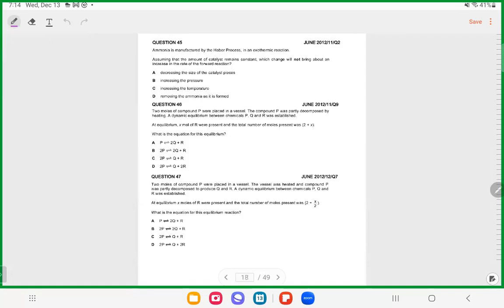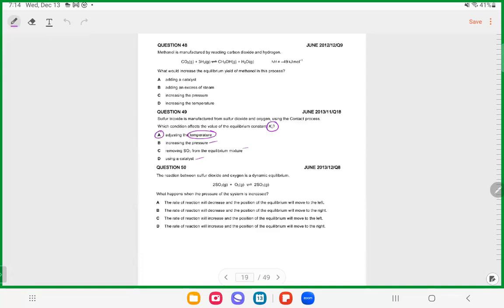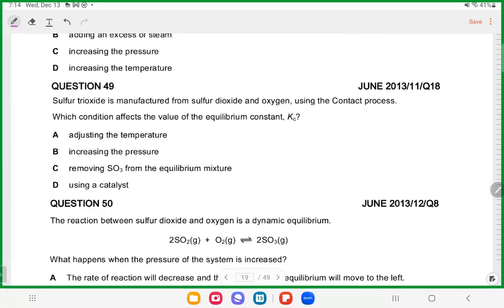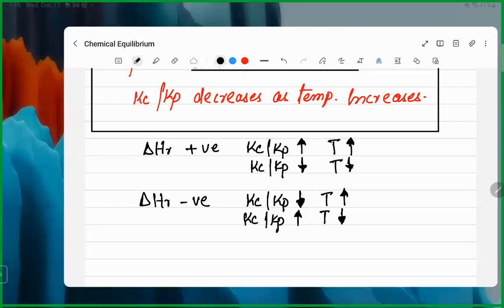And there's one more question. You can see this one. You can see the answer is A. Okay. Sulfur trioxide is manufactured from sulfur dioxide and oxygen in the contact process. Which condition affects the value of Kc? Now, the effect on the value of Kc is temperature, right answer, move forward. So this is about the factors affecting Kc and Kp.